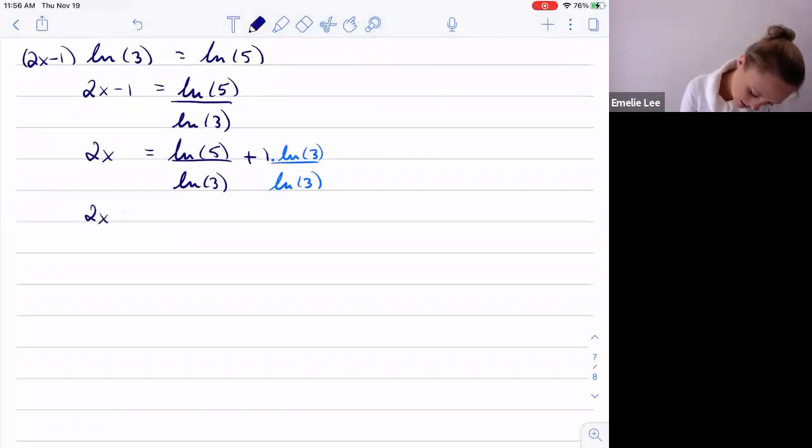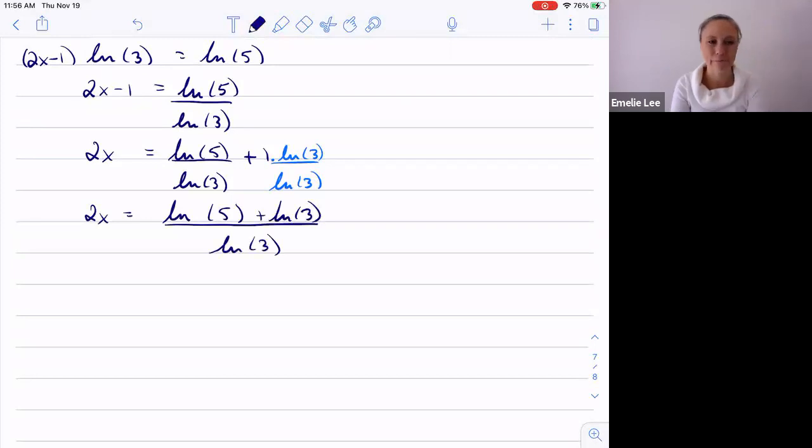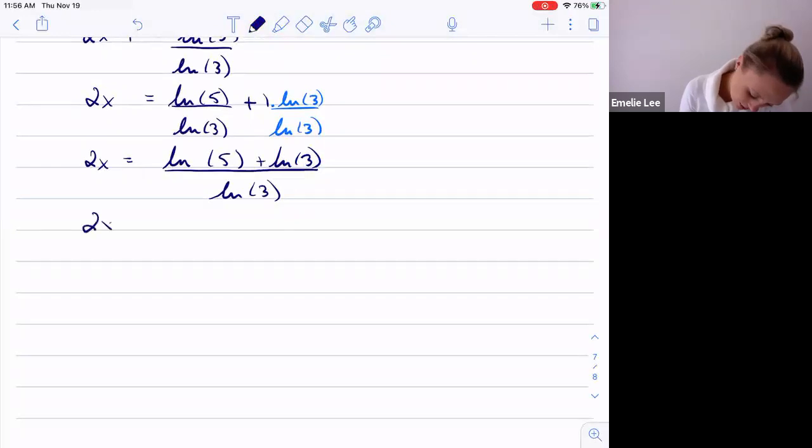So 2x is actually going to be the ln of 5 plus the ln of 3 divided by the ln of 3. Okay, this is going to combine, right? Because I have the log of the same base and I'm adding them. So this is the same as the log of 5 times 3, log of 15, or the natural log of 15. So before I move that 2 over, I'm going to have the natural log of 15 over the natural log of 3.